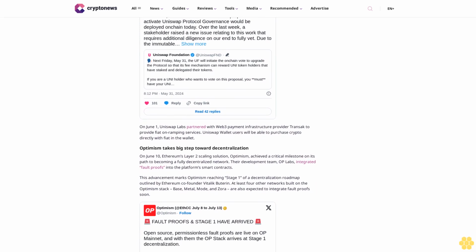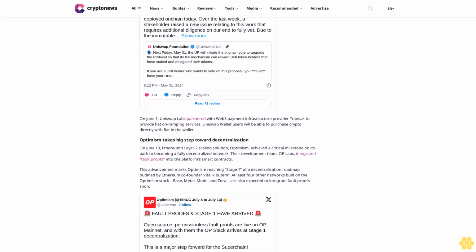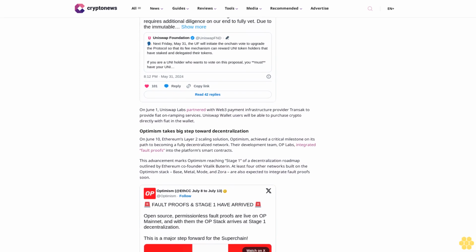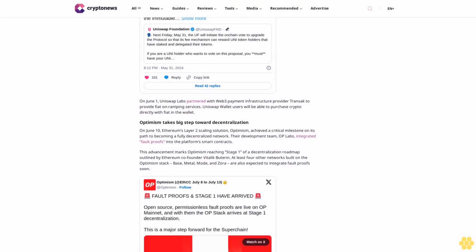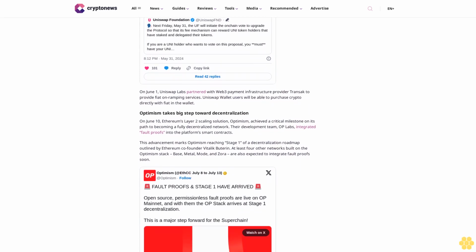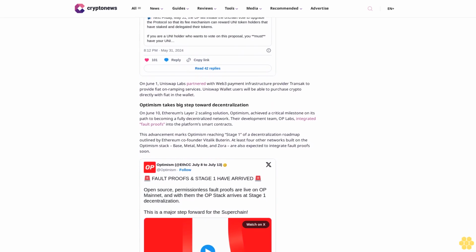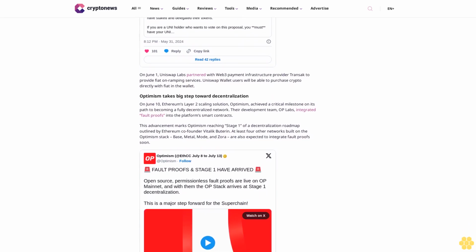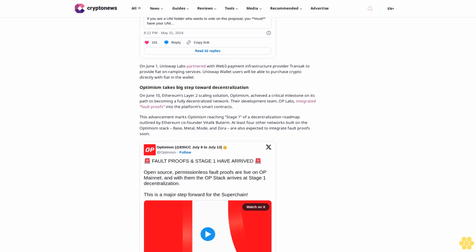Uniswap Foundation postpones vote on incentives. The Uniswap Foundation, the governing body of the popular decentralized exchange Uniswap, postponed a crucial vote on UNI staking and delegation rewards. Originally scheduled for May 31st, the vote was delayed due to a concern raised by a stakeholder.